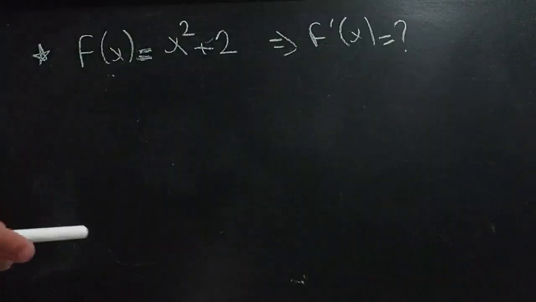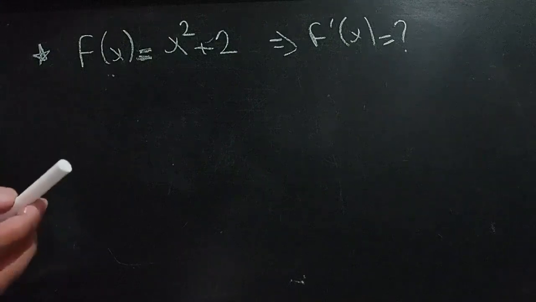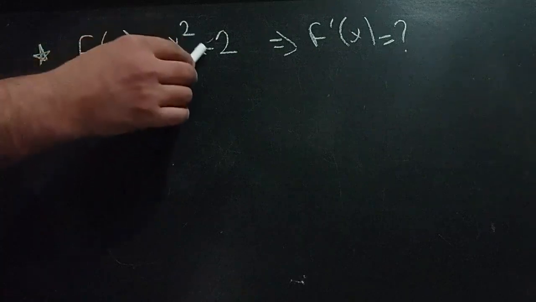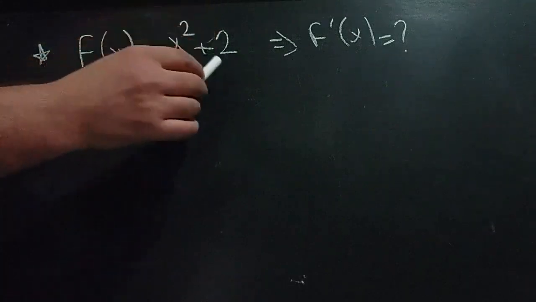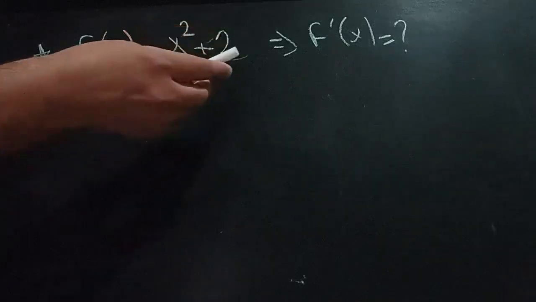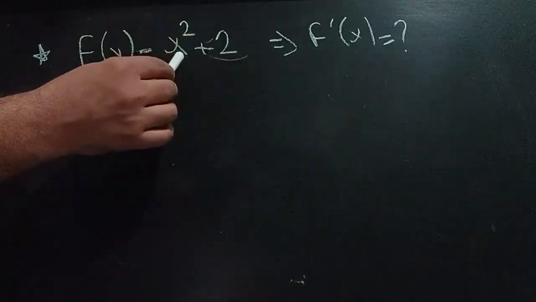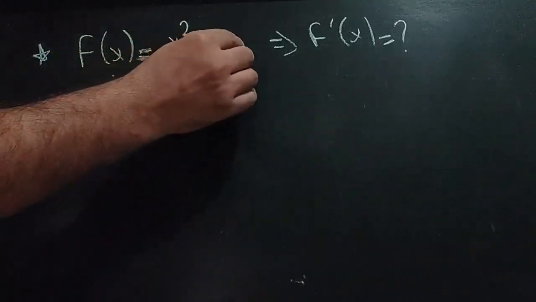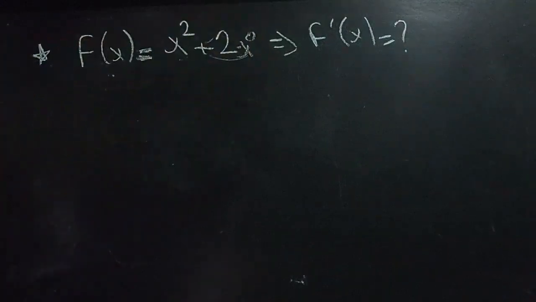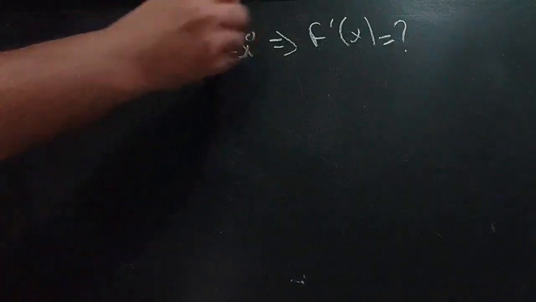All right, now let's have a look at this question and see how we are going to use the rules. So f(x) equals x squared plus 2. So 2 is a constant number. If you want to write 2 in terms of a power of x, it will be like this: x power 0. All right, this one, x power 0.